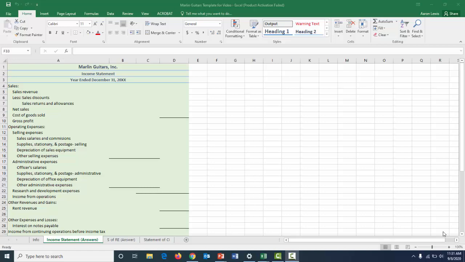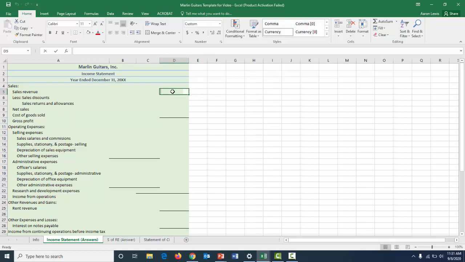Hello everyone, now that we've analyzed all the information from Marlin Guitars, we're ready to build the company's income statement. Again, to make our information more useful to users of our financial information, we're going to break it down into sections. And the first section is going to be the sales section. And every income statement always starts with the same thing.